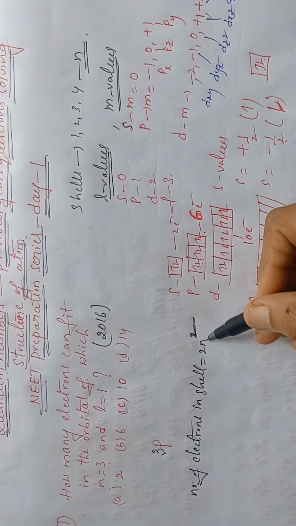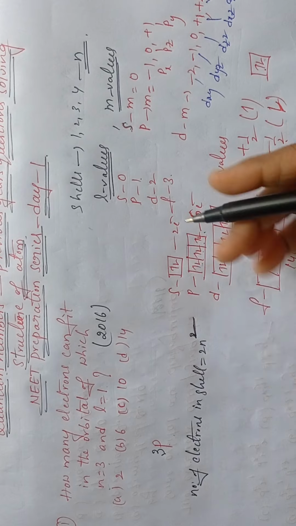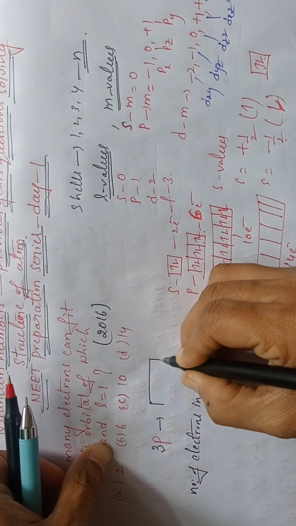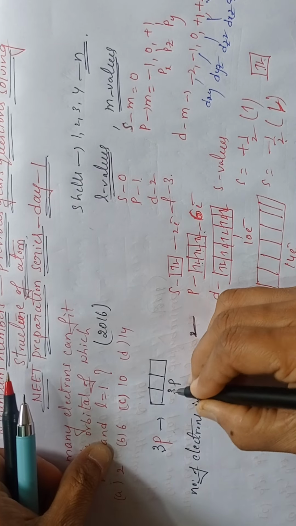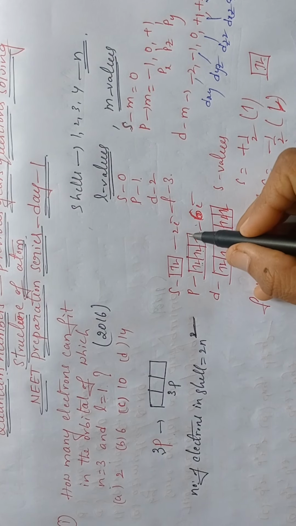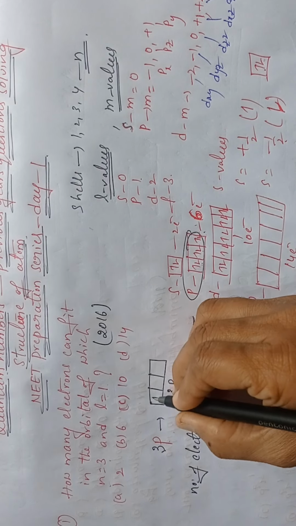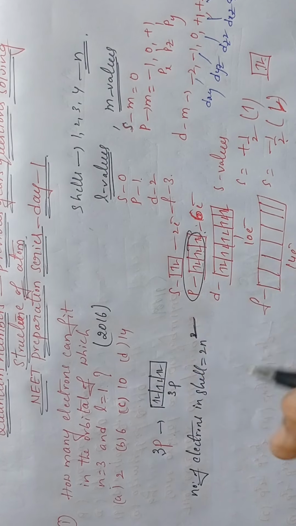2n square formula, remember this formula students, but here they are asking only particularly 3p. 3p is nothing but the third shell, 3p. How many electrons can be accommodated in a p subshell? Only 6 electrons can be accommodated. So the answer is 6.